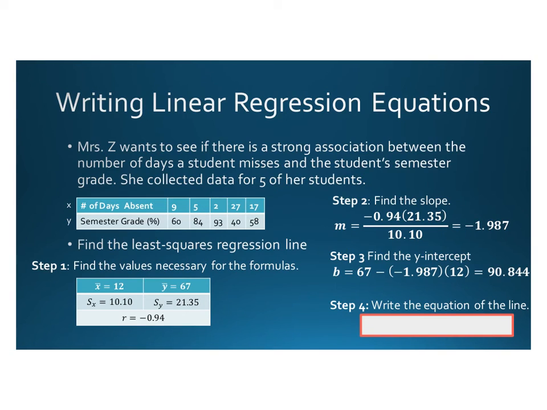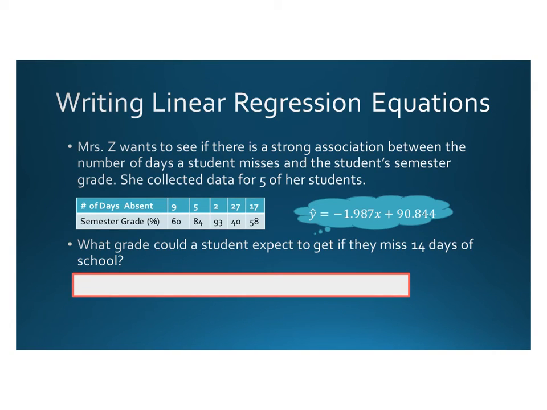The last step is to write the slope and y-intercept in the form of a line. So y hat equals negative 1.987x plus 90.844. So notice we have the same situation. We have our days absent and semester grade, and we have our model in the thinking bubble we found on the previous slide. So what grade could a student expect to get if they miss 14 days of school?